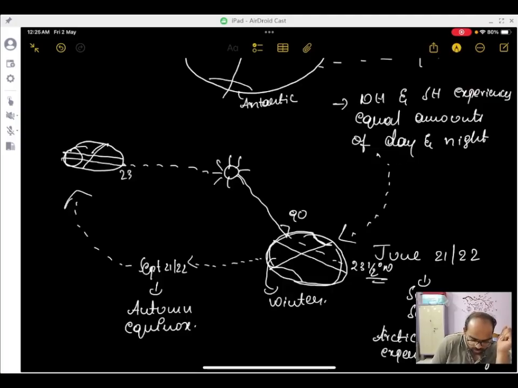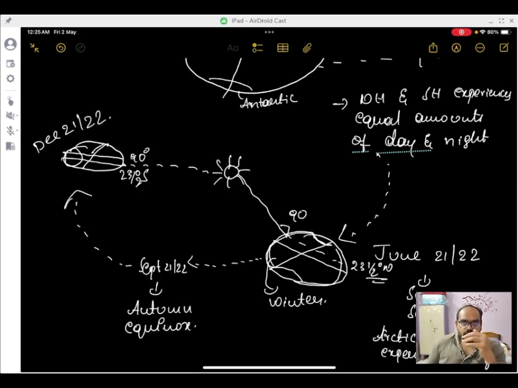Tropic of Capricorn receives a high amount of sunlight because as Earth moves from June to December, the southern hemisphere comes under the influence of the sun, and the northern hemisphere goes out of focus of the sun. So on December 21, 22, the northern hemisphere experiences winter, and the southern hemisphere experiences summer.